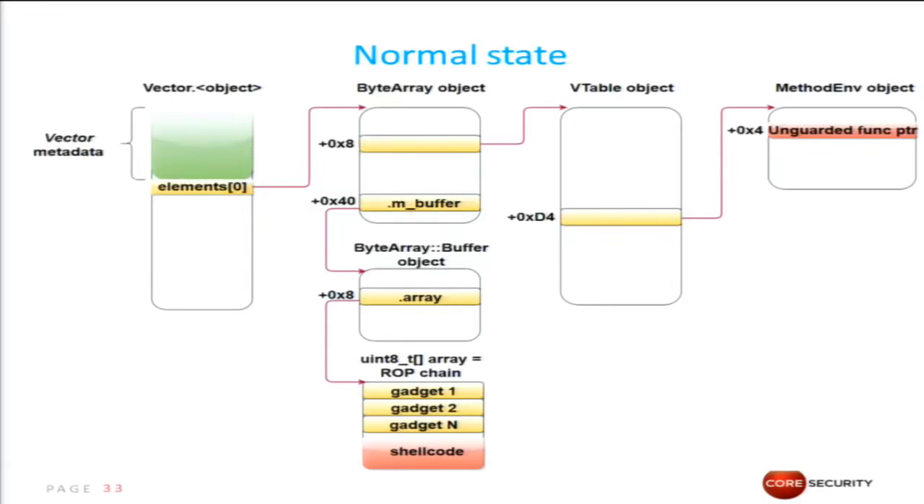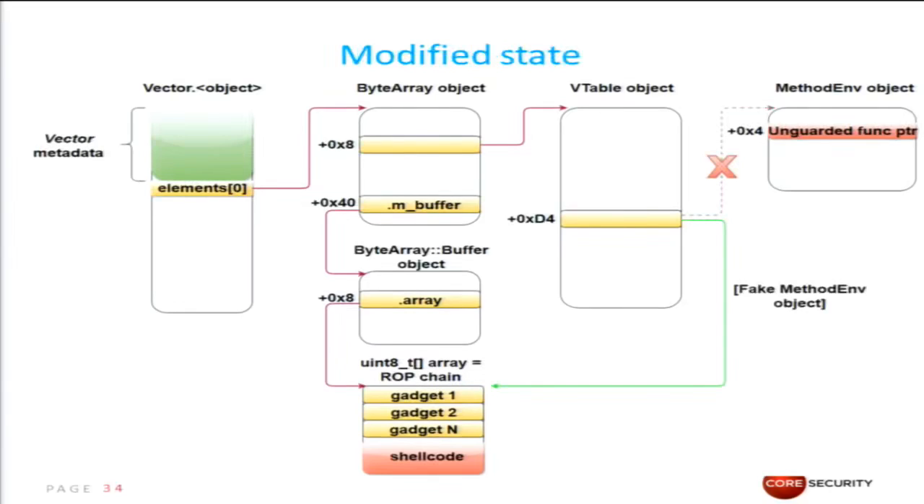So by using our read and write primitives, the idea is to modify that state and overwrite that pointer at offset d4 of the BTable, so it looks like this. You can see that now at BTable plus 0xd4, we have a pointer to our ROP chain. So our ROP chain will be interpreted as that MethodEnv object. So when we call toString on this modified byte array, we'll get an unprotected call to the second DWORD of our ROP chain.